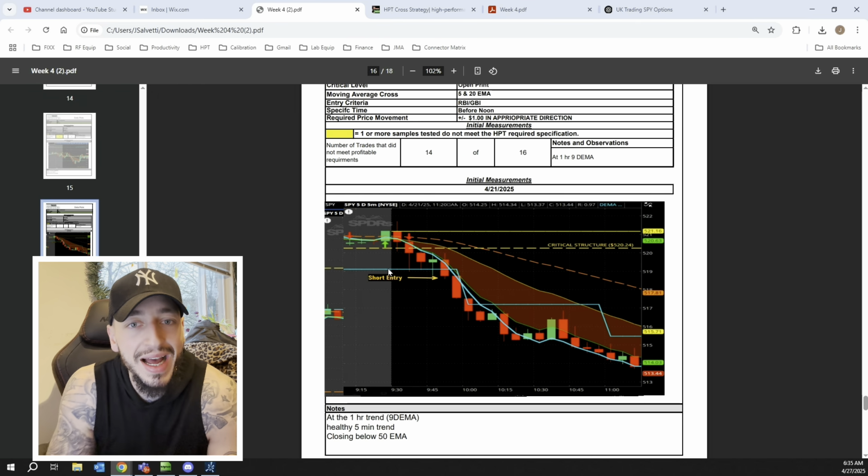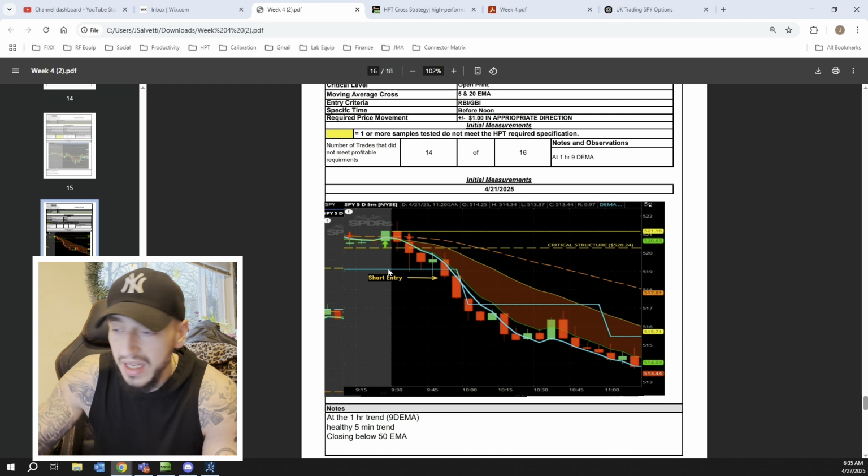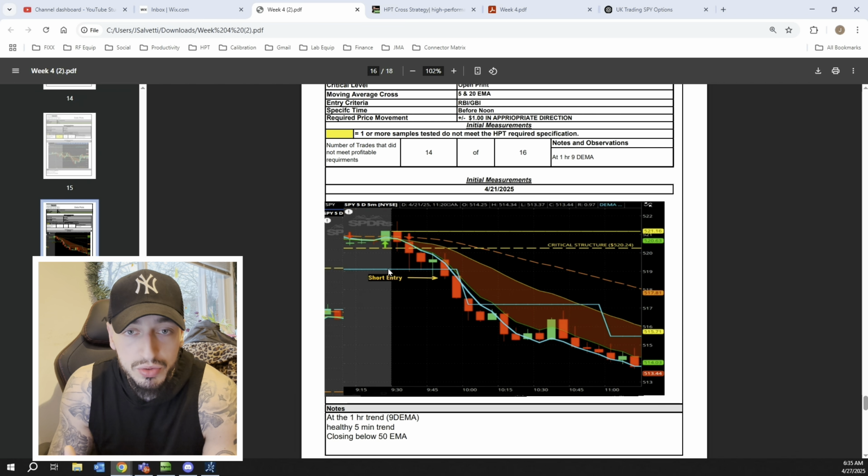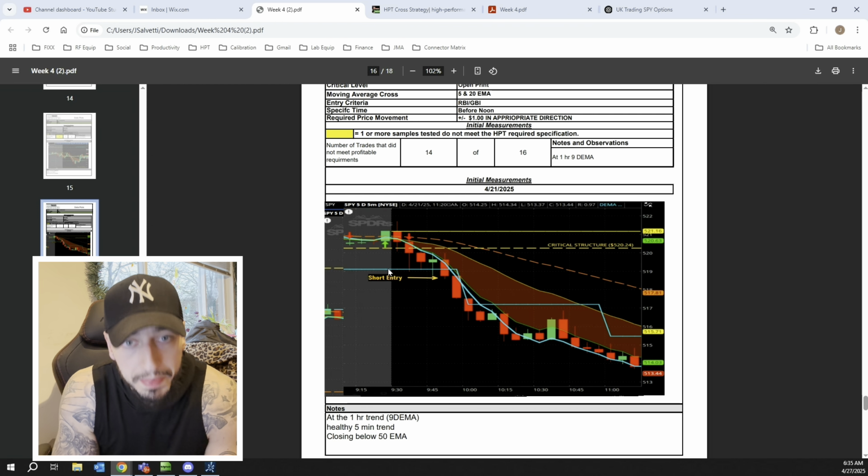So it could be used on anything. You do not only have to trade SPY. You could trade Nvidia, Tesla, Bitcoin, Forex, doesn't matter what you do. We have members on the team that trade everything. What matters is your ability to spot it, right?